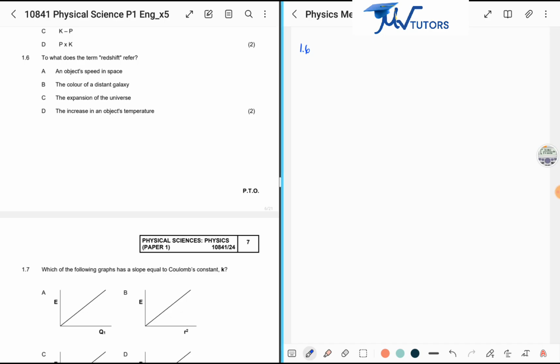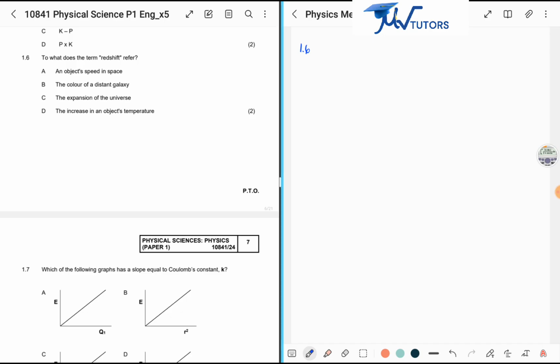To what does the term redshift refer? Remember redshift? The color red, longest wavelength, smallest frequency, far away. Whereas when you get to the blue side, blue shift, also check out that video if you are not certain, the red and blue shift Doppler effect video. I'll put the link in the description. And then you have the blue shift, where it has the highest frequency but the shortest wavelength.